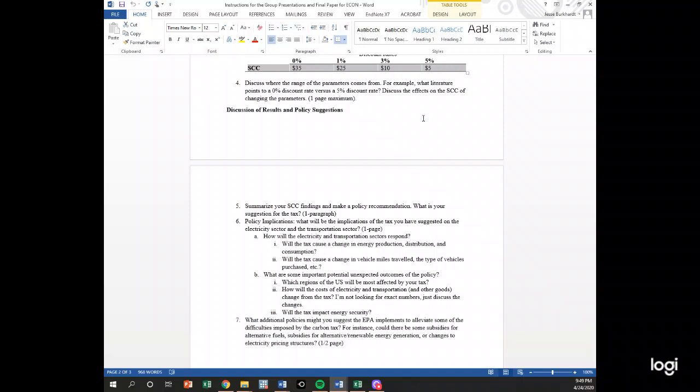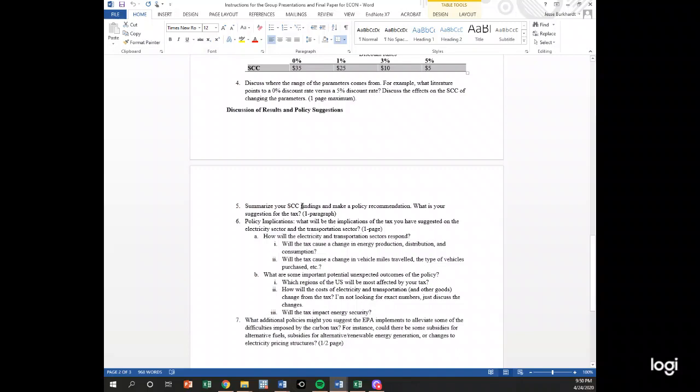If you make a statement like this discount rate was used in this interagency working group document, you need to cite in the text what interagency working group document you're talking about, or you need to cite in the text Nordhaus's book that you got this information from.